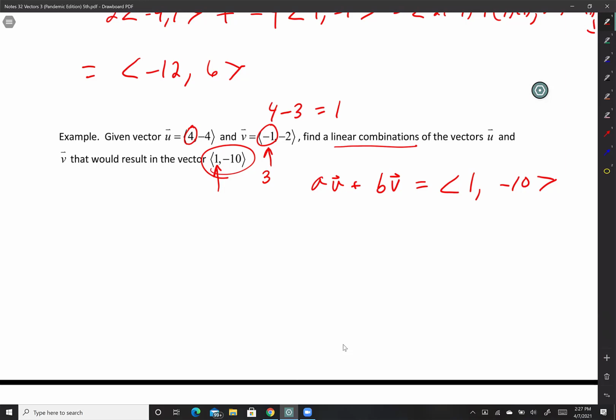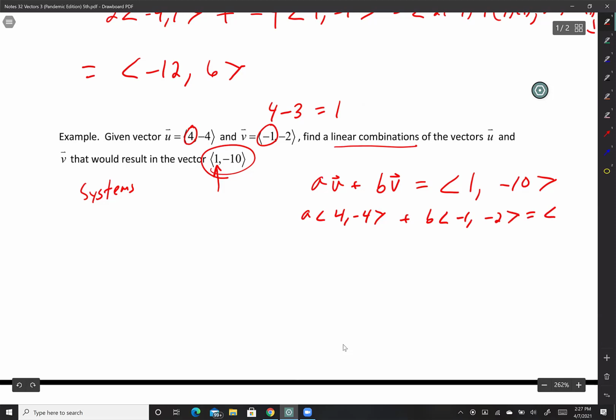You know what? Let me show you the best way, because right now we're just doing it with logic. Let's show you the way by systems. So this is a u, meaning a times vector u, 4, -4, and then plus b times v, where v is -1, -2. And remember, we're trying to equal 1, -10. Look, I'm just going to distribute. So I have 4a, -4a plus -1b and -2b, and all that still has to equal 1, -10.